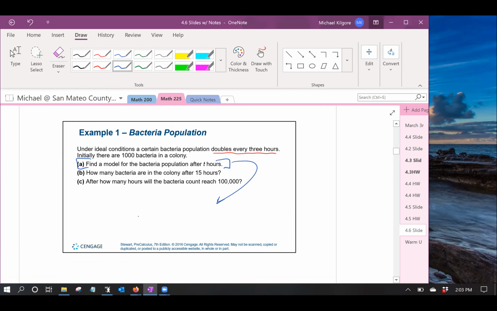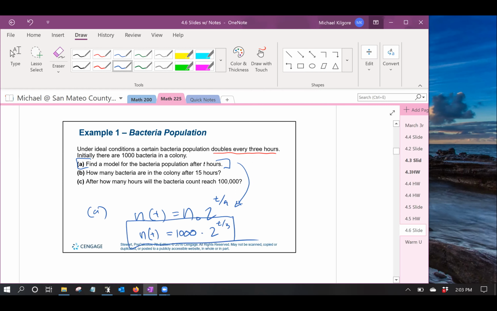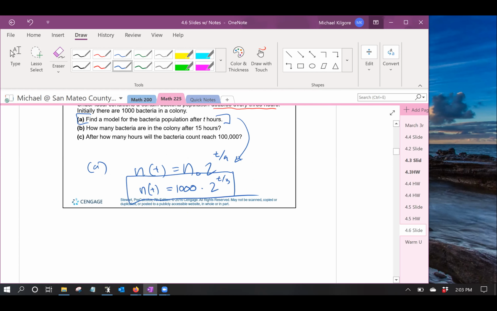It's going to look like the population n of t is going to be the initial value times 2 raised to the time variable divided by a. Okay. So we're going to use that. And now I just plug in. So my function n of t is going to equal 1,000 times 2 to the t divided by 3. That's it. That's the answer to A. So if I plug in 3 hours, then this becomes 2 to the 3 over 3, or 2, and then I get 2,000. If I plug in 6, then I get 4 times that. Okay, so it works.